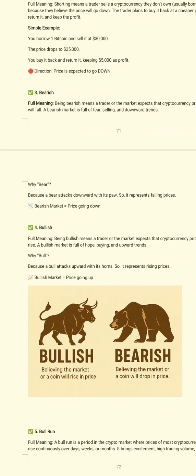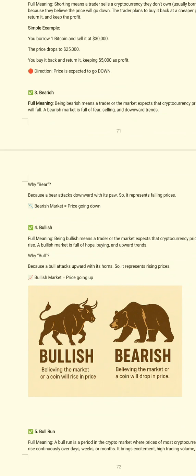So the bear is an animal. When he's going to fight, he fights from downward. He's carrying his head, he comes down to fight. So when the market is going down, we call it bearish.